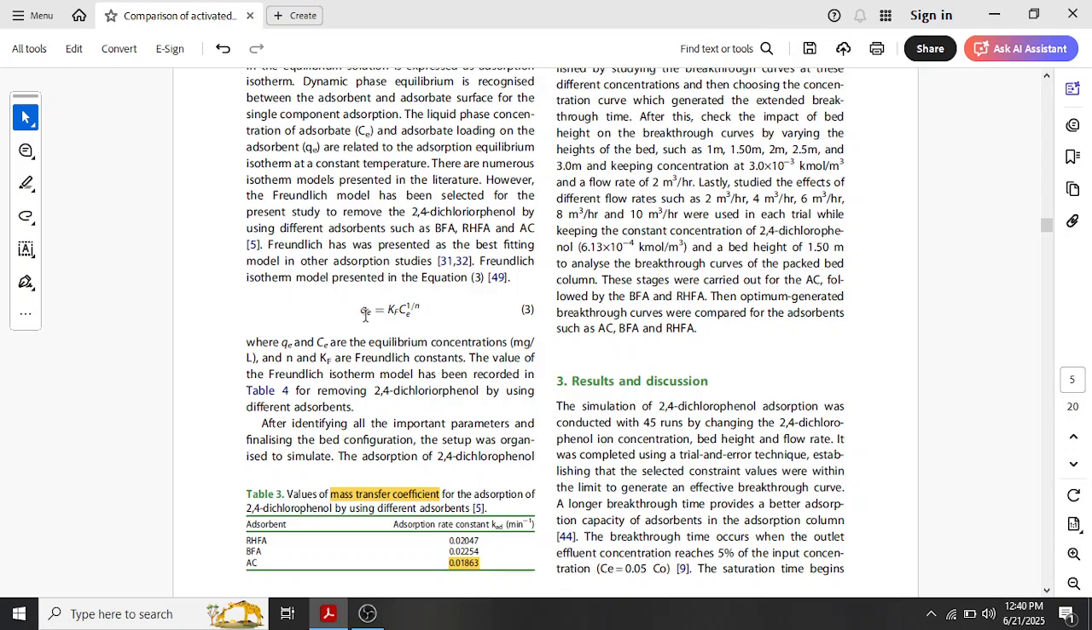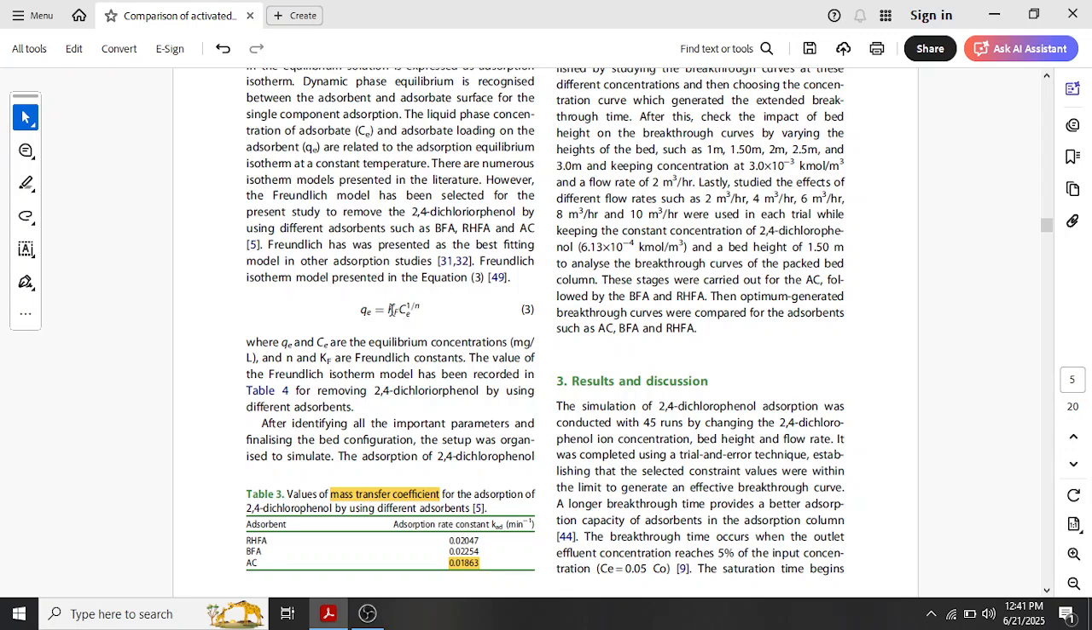This is the equilibrium uptake obtained with the help of the Freundlich isotherm. This is the Freundlich constant Kf, and 1 over n. The 1 over n shows the affinity between adsorbent and adsorbate. The adsorbate in this case is the 2,4-dichlorophenol, which is present in the wastewater coming out from the paper and pulp industry, and the adsorbent is the activated carbon. So the adsorbate will attach on the surface of the adsorbent, which is activated carbon in this case, and we will remove the adsorbate with the help of the adsorbent.